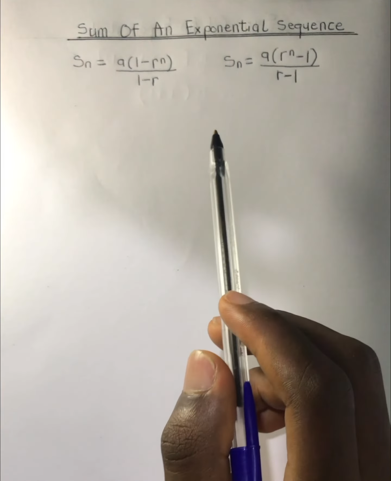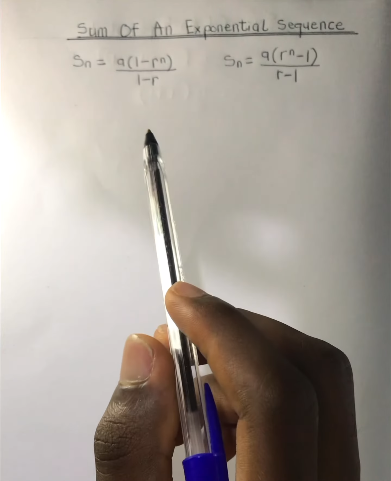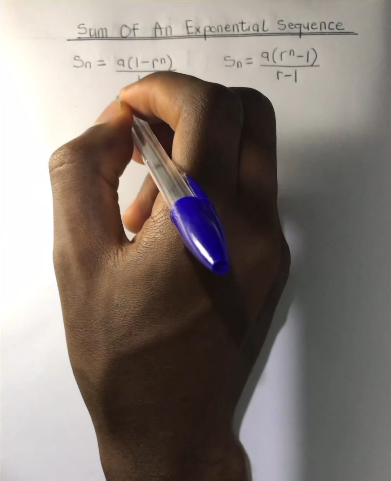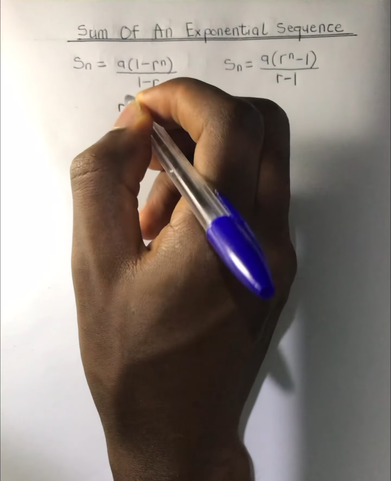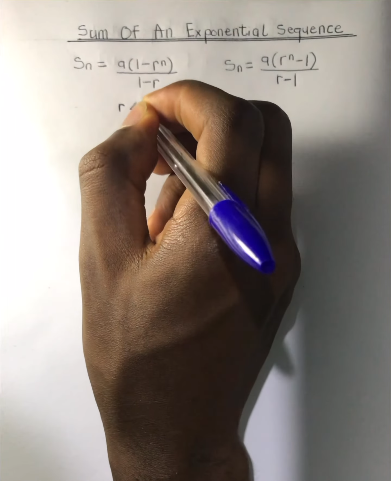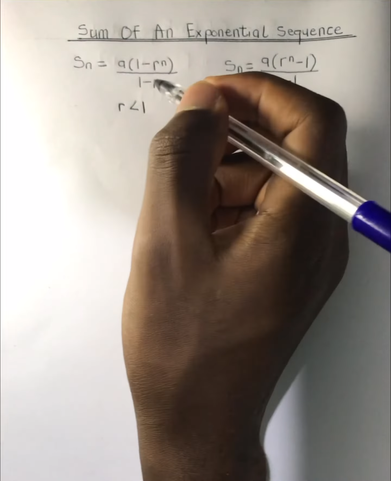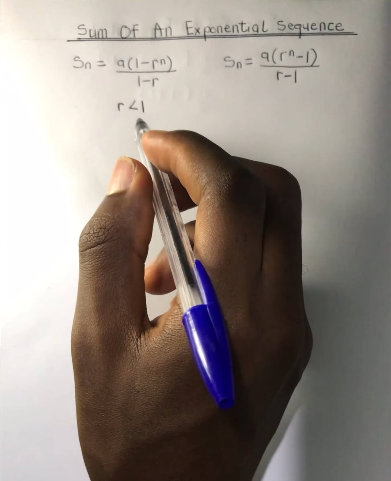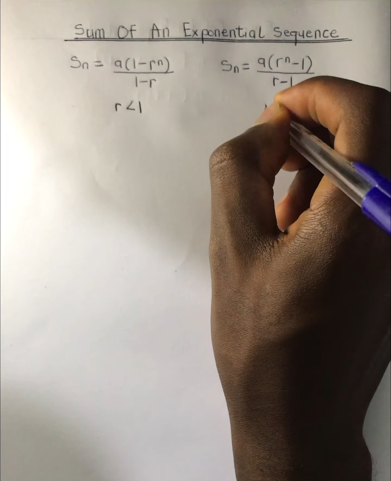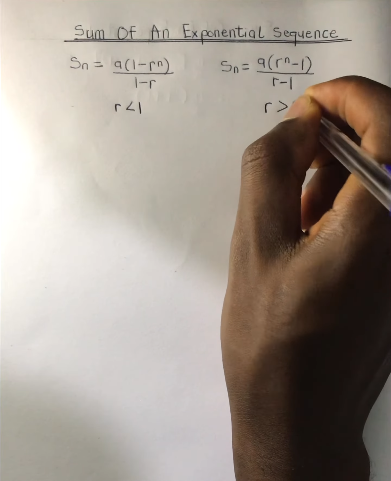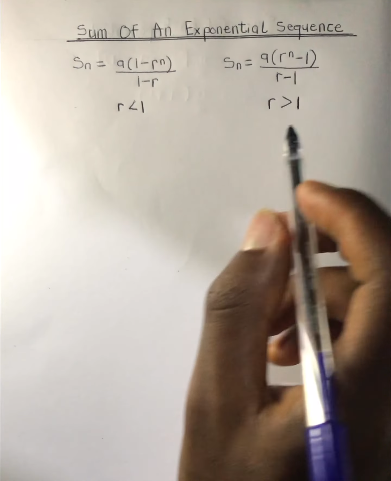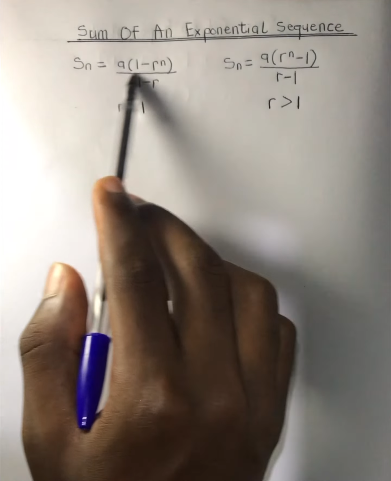It's very important to know when to use these two formulas. We use the first formula when r is less than 1. The second formula is used when r is greater than 1. One simple way of remembering this is that we have to avoid getting a negative answer in the denominator.